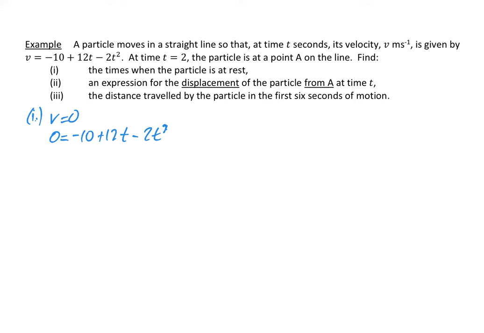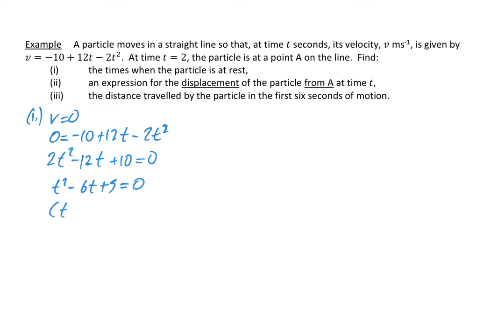Now you could factorize this in its current form, but I just like to bring everything over to the other side so that my quadratic term, the 2t squared, is now positive. So it's 2t squared minus 12t plus 10 is equal to 0. What we could do here is divide through by 2. Everything's divisible by 2. So t squared minus 6t plus 5 equals 0 divided by 2 is 0.